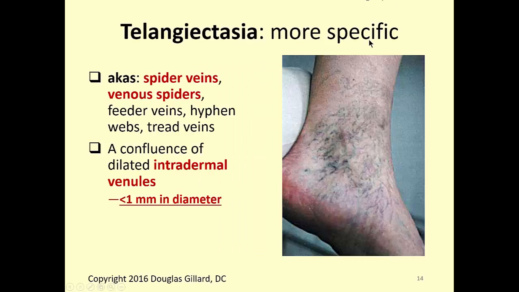Matter of fact, let's talk about it a little bit more. Spider veins, venous spiders. Some other texts I've read called them feeder veins, hyphen webs, thread veins. These are probably the big ones right here, though. And so it's a confluence, like remember the confluence of sinuses in the dural system. So it's a confluence of dilated intradermal venules. The key is, oh, look at that, I underlined it, right? That's stuff you should be studying. They're less than 1 millimeter in diameter. 1 millimeter in diameter makes up telangiectatic vessels.